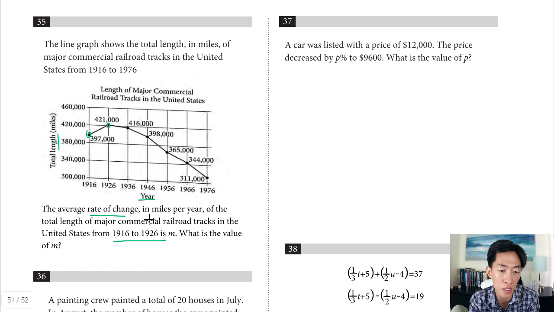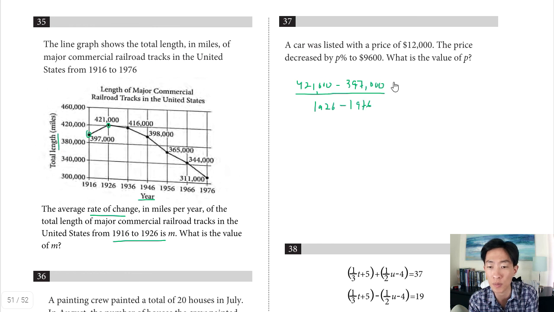They're saying the rate of change, they're defining it in miles per year. That's basically the same as the slope, because miles is on the vertical and years, or time, is on the horizontal. So the way we calculate this is it's going to be change in y over change in x: 421,000 minus 397,000 all over your change in x, which is 1926 minus 1916. When you calculate that, you're going to get 2400, and that's going to be the answer.